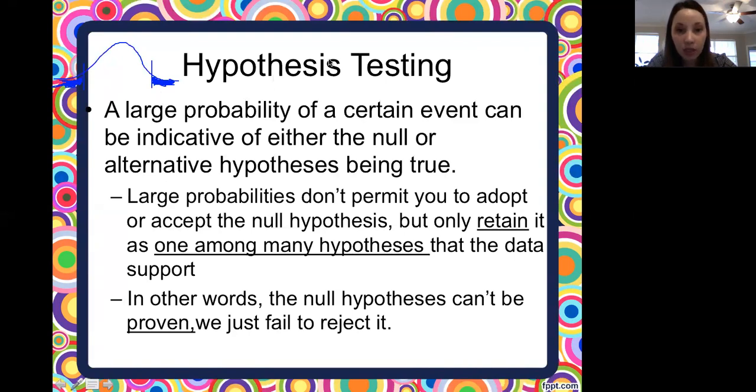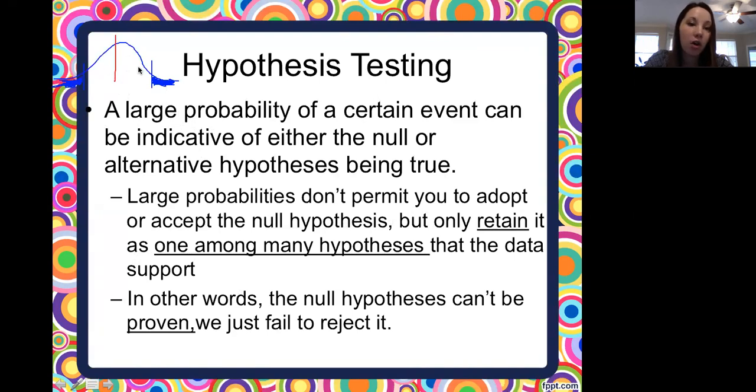However, let me use another color here. Say that my data falls somewhere in the middle. That's a large probability. It's in the top part of the normal curve. When we have those instances, we can't really make claims about whether or not the null or alternative is true. Large probabilities don't permit you to adopt or accept the null hypothesis, but only retain it. So basically what this is saying is our null hypothesis is more likely to be true, but we don't know for sure. It's one of the many hypotheses that the data support.